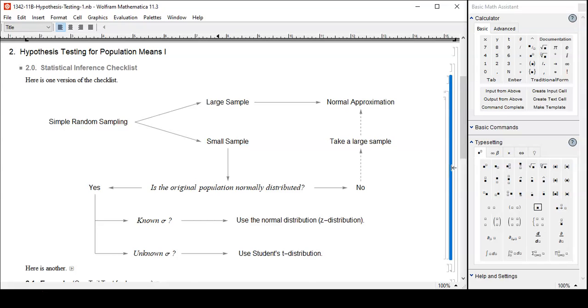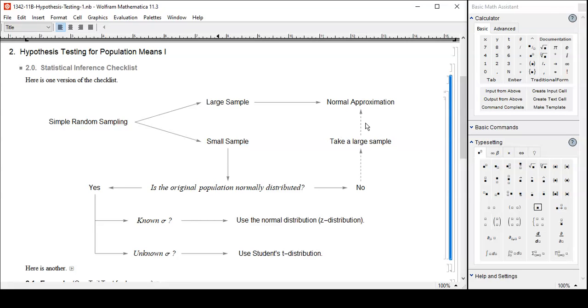Here's a checklist that we considered earlier. From simple random sampling, if we have a large sample, typically 100 or more, then you can apply the central limit theorem, so normal approximation works. So we use the z-table. Small sample, 50 or less usually, then depending upon whether the original population is normally distributed or not. If yes, then we have a second criterion, known sigma or unknown sigma. We use either the z-distribution or the t-distribution.